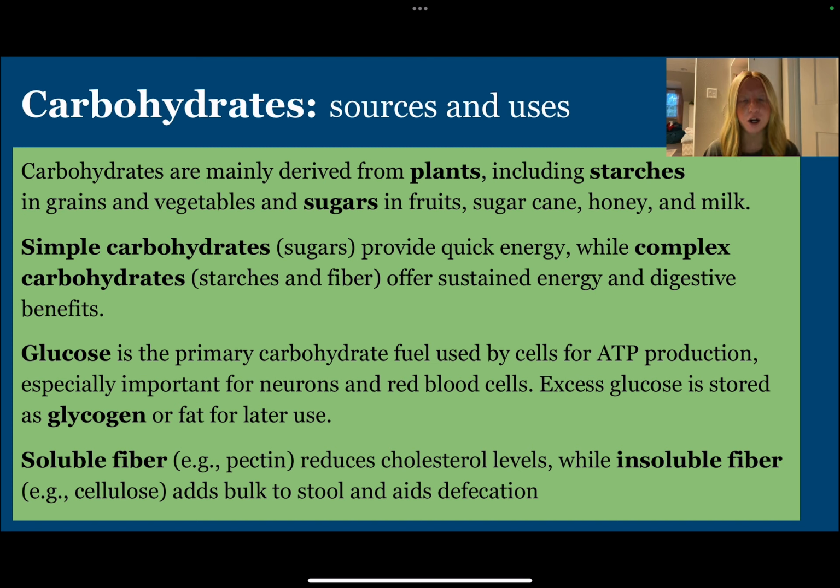Glucose is the primary carbohydrate fuel used by cells for ATP production, especially important for neurons and red blood cells. Excess glucose is stored as glycogen, or fat, for later use. Soluble fibers, like pectin, reduce cholesterol levels, while insoluble fiber, like cellulose, adds bulk to stool and aids defecation.